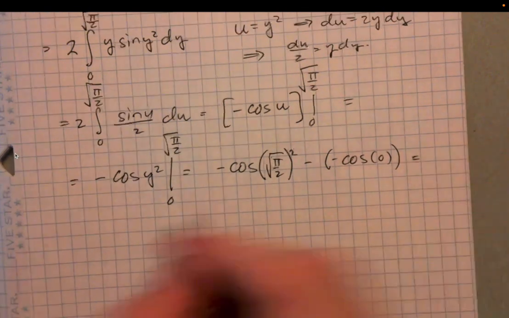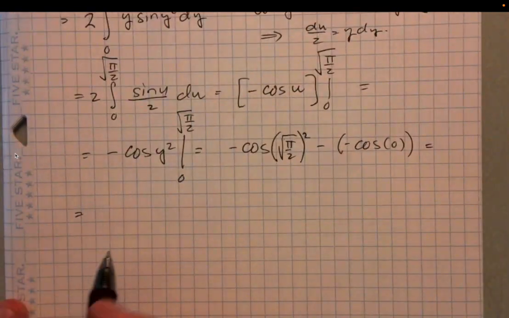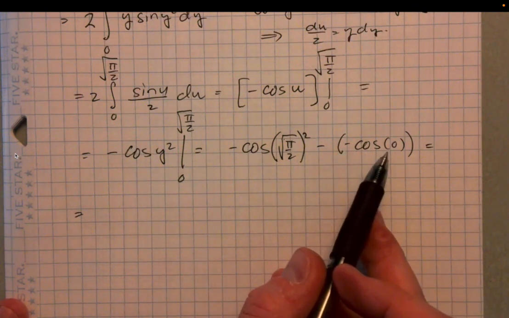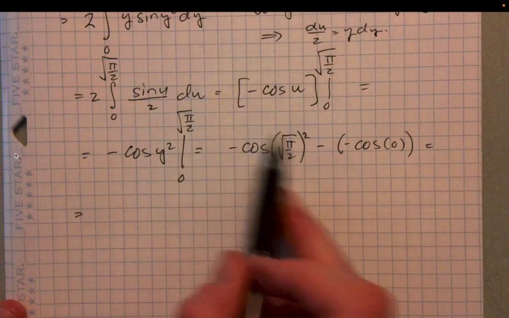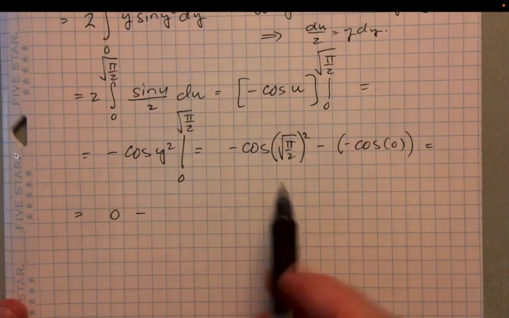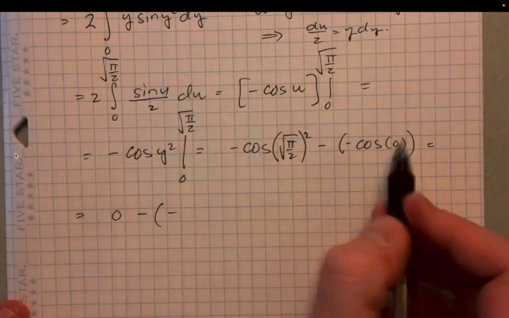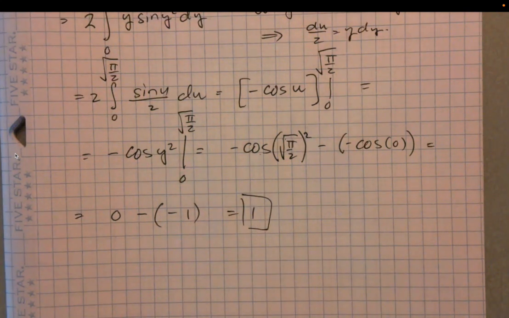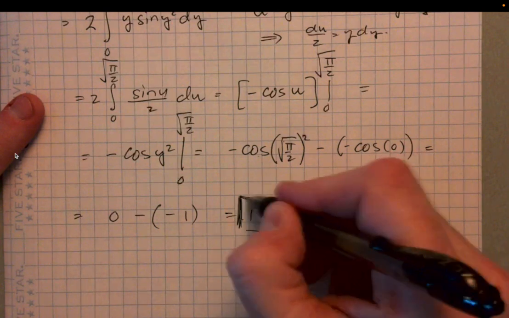Right? Okay, and so what do I get here? I get 0 minus negative 0. This is 0 minus, and then it's negative, and cosine of 0 is 1, so I just get 1. Okay, so the answer to our last example from Calculus 3 is, interestingly enough, the number 1.